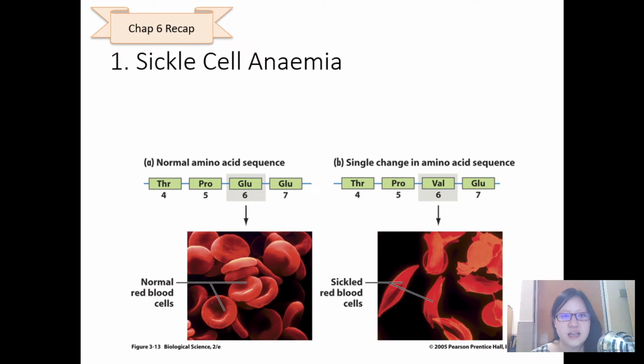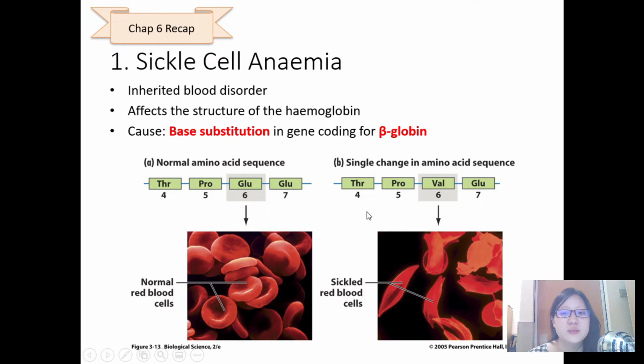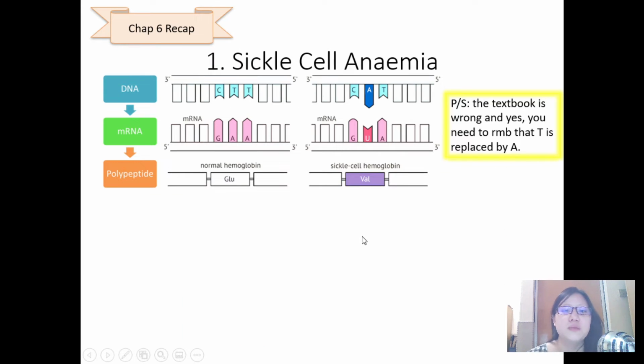Yay, classic example. You already learned this, so let's just breeze through this, right? Sickle cell anemia is an inherited blood disorder. It affects the structure of hemoglobin, and the cause is really a base substitution in the gene coding for beta globin, which is one of the polypeptides in the hemoglobin, right? Hemoglobin is made up of 2 alpha globin and 2 beta globin. So it's a problem there.